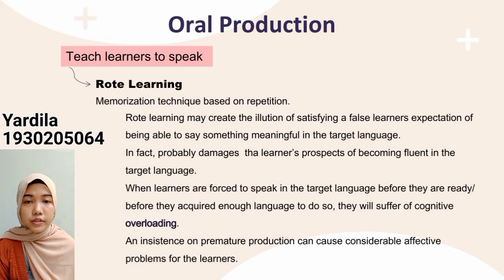any real meaningful language. But if the teacher decides to encourage learners to speak in the target language immediately, it will be triggering for the learner, because when learners are forced to speak in the target language before they are ready or before they have acquired enough language to do so, they will suffer from cognitive overloading. So ultimately, an insistence on premature production can cause considerable affective problems for the learners.